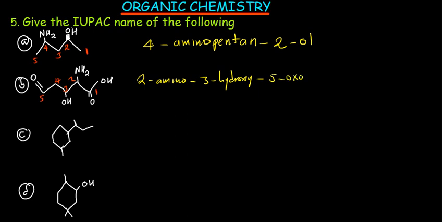After we do that, now we are going to look for the name of the longest chain. The chain has got 5 carbons, that is pentanoic. Okay, pentanoic acid. That is because it is a carboxylic acid. So that is going to be the name: 2-amino-3-hydroxy-5-oxopentanoic acid. Now how do we get to name this one also? Well, to name it, we can see this is an alkane because there's no double bond, there's no other functional group. So look at this one.